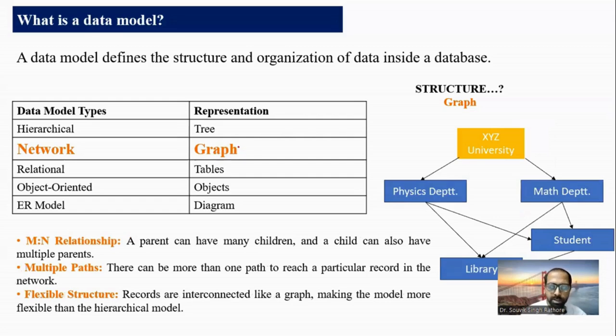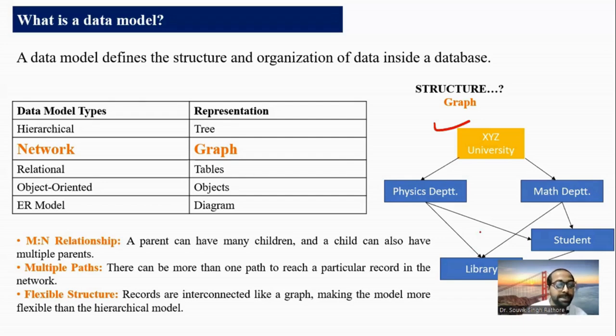It was developed to overcome the limitations of the hierarchical data model. Instead of one tree, we have a graph where a record can have multiple parents as well as multiple children. So in the example shown over here, in a certain XYZ university, we have different departments. For example, we have physics department, we have maths department. A student can be connected to multiple departments. And then you have the library. The library can be shared by different departments.